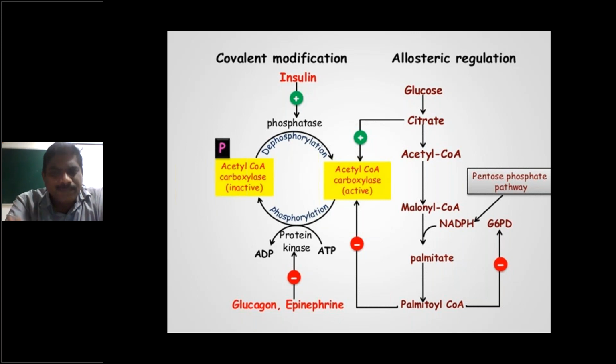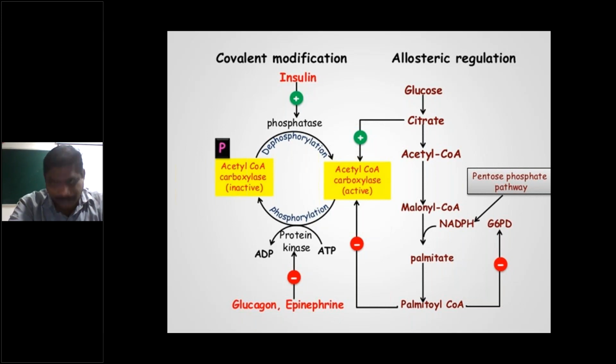So again, lipogenesis is controlled by insulin, and second, by the allosteric modulators. I'm repeating once again: the citrate, one of the intermediates during glucose metabolism, will go and activate this enzyme, keeping acetyl-CoA carboxylase active. At the same time, insulin keeps acetyl-CoA carboxylase in the dephosphorylated state, and the enzyme will become active.